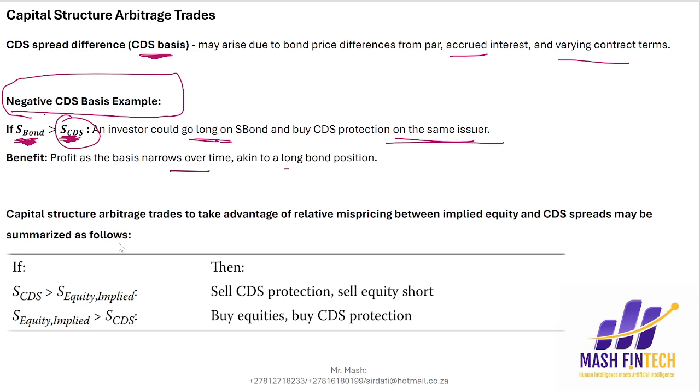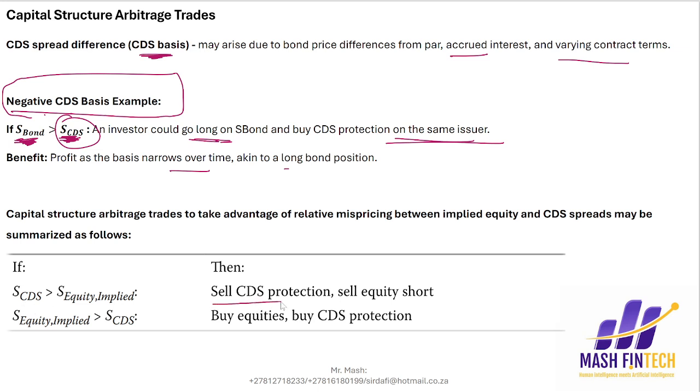And so capital structure arbitrage trades to take advantage of relative mispricing between implied equity and CDS spreads may be summarized as follows. This is a summary of the positions you can take. If the CDS spread is greater, this actually means that the protection is expensive. Because it's expensive, you make more money. In the general rule of finance, sell high, buy low. This spread is expensive, so you sell the spread.